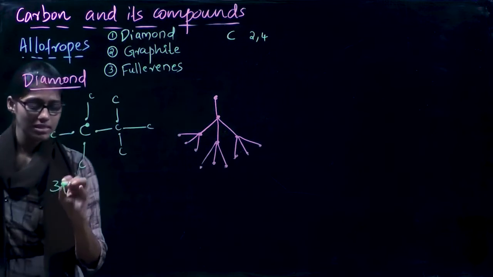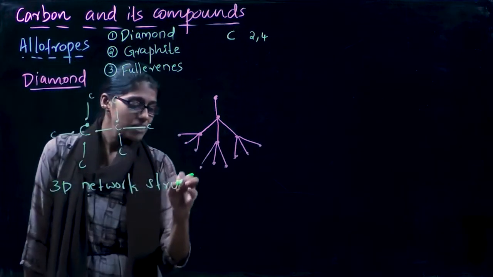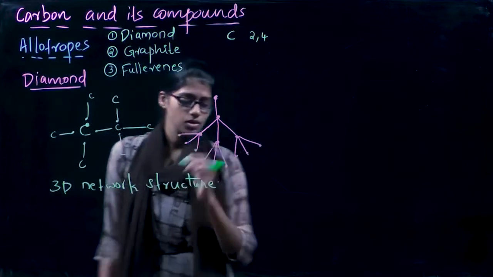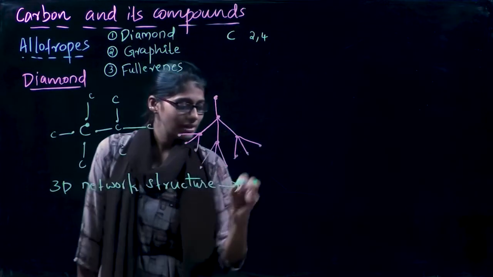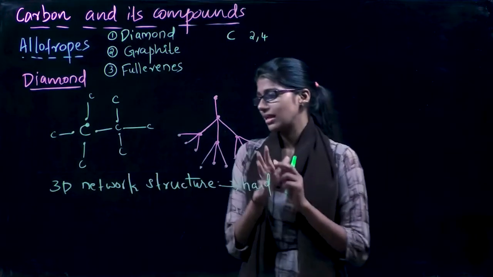So 3D network structure of diamond makes the diamond hard. So this is the reason why diamond is hard and is used for cutting the materials like glasses.